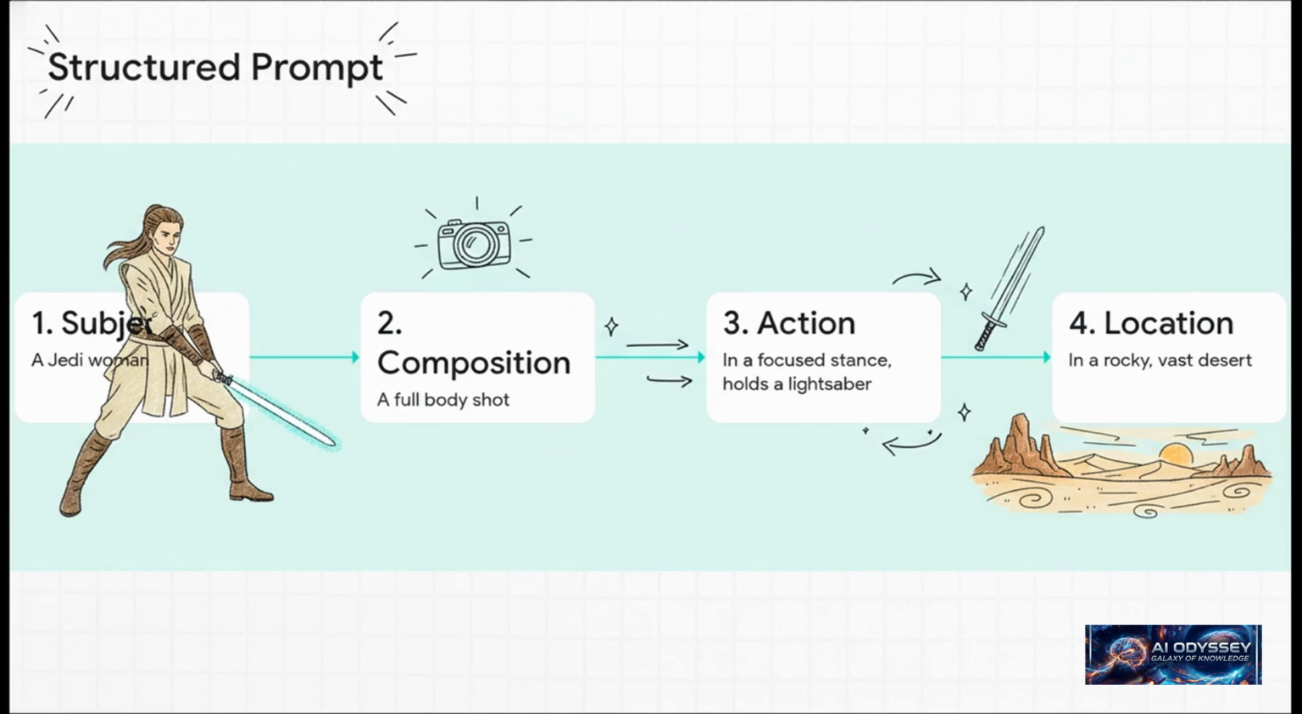It's so easy. You start with your subject, a Jedi woman. Easy. Then the composition, a full body shot. Then you add the action, in a focused stance, holds a lightsaber. And finally, the location, in a rocky, vast desert. See? With this structure, you know exactly what every single word is doing, and you can change any one of those parts with total precision.